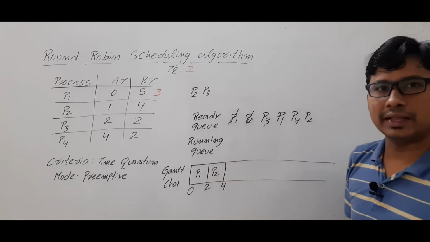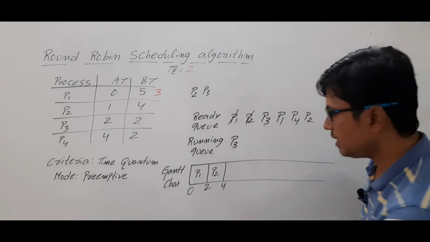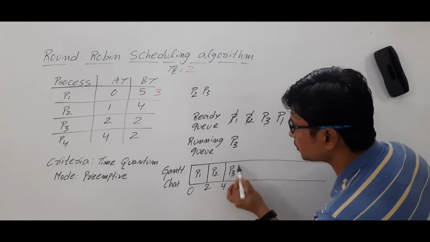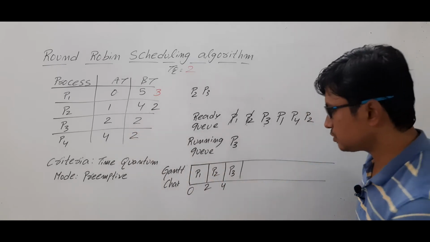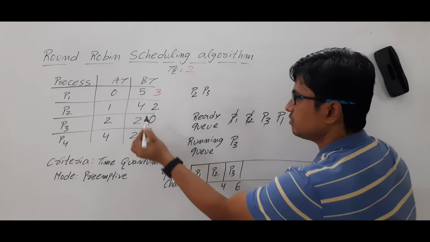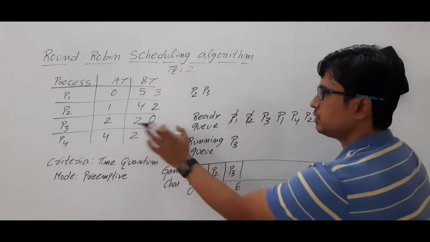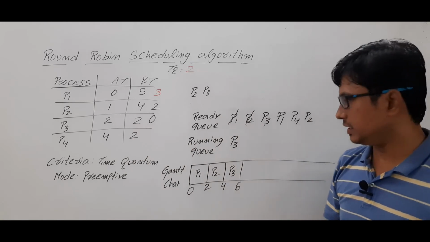Now you need to run the processor P3, so it will be kept in the running queue. And how many units of time do we have to run? This one has 2 units left. This burst time is 2 units, so it will run for 2 units of time. So its remaining burst time will become 0. Are you able to understand? So it is completed. Once it is completed, it will go to the terminated state.